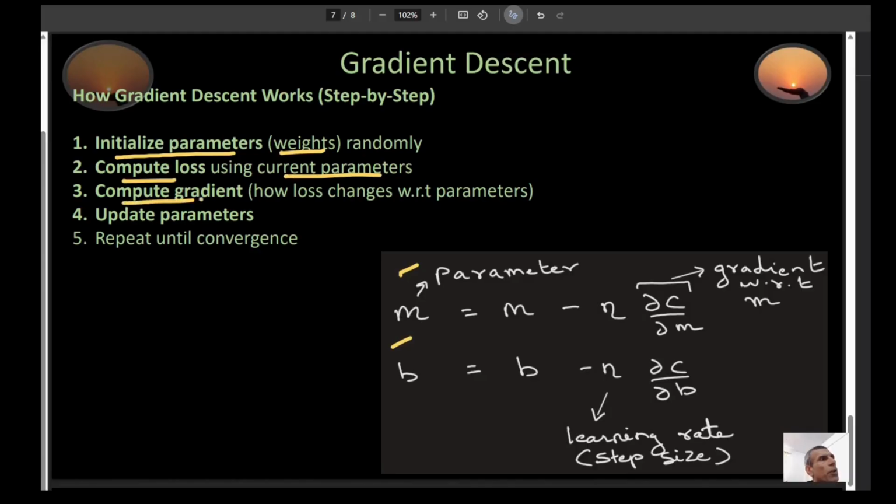Then you compute your gradient. Gradient would be this value right here. So this is a gradient with respect to b right here. This is the gradient with respect to m. You compute that, and then you update your parameters. You update m using this rule for m, and you update b using this rule for b. And then you keep repeating this process until you reach a point where your cost function is no longer decreasing. In other words, when you reach a convergence.